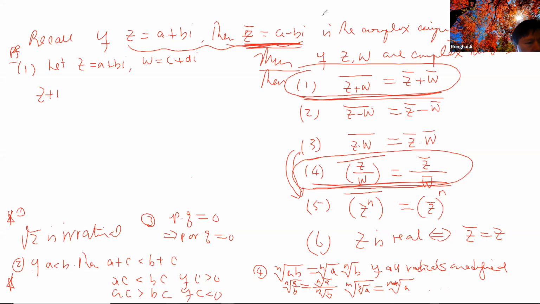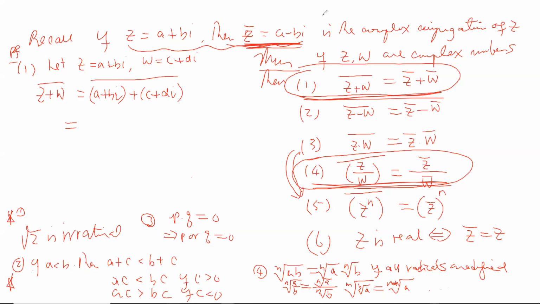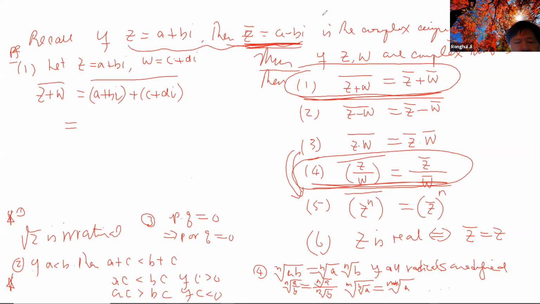And Z plus W conjugate is equal to A plus BI, and then plus C plus DI conjugate. Why do I put the long line there? Because we're taking the conjugate of the entire expression. So in this case, it says that you have to do the addition first. You cannot do the conjugation first because that's the theorem you're supposed to prove. If you do conjugation first, you just say the theorem is true, therefore it's true. Yes? So you don't prove anything if you do the conjugation first. So the long line says you have to do the addition first.